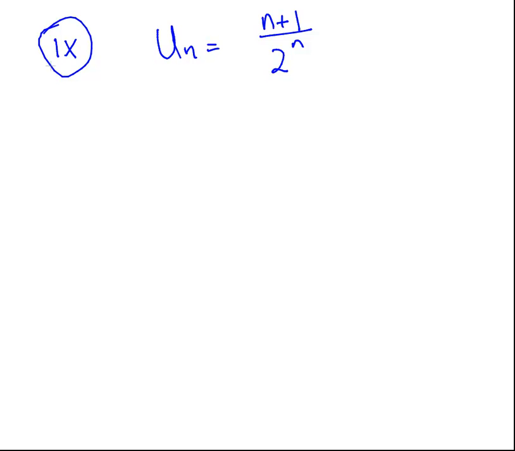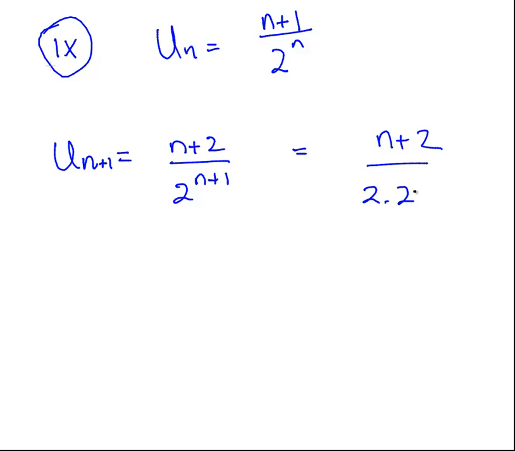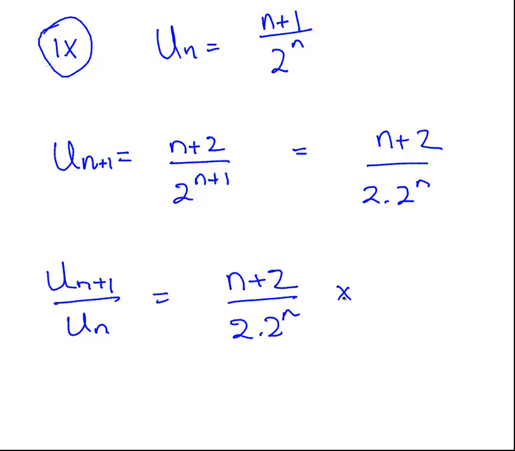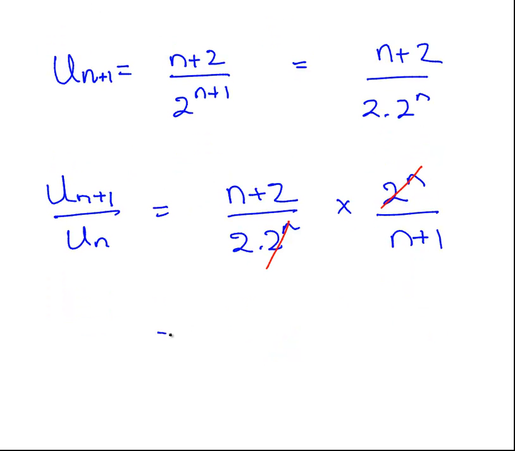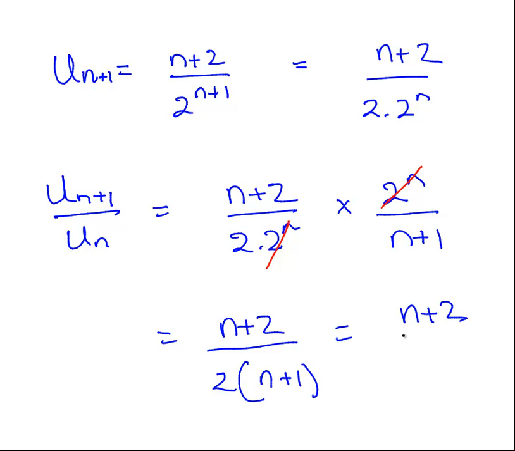Okay, so a couple more here. I'm just going to finish up. These are sort of straightforward enough. This is another exam past paper question. u of n plus 1 equals n plus 2 over 2n plus 1, 2 to the n plus 1, and that is equal to n plus 2 over 2 times 2 to the n. The ratio is that there. Okay, and again, the only thing that really cancels out is the 2 to the n. So in this case, what we have here is n plus 2 over 2 times n plus 1, and that is n plus 2 over 2n plus 2. So that is the answer to this one here.